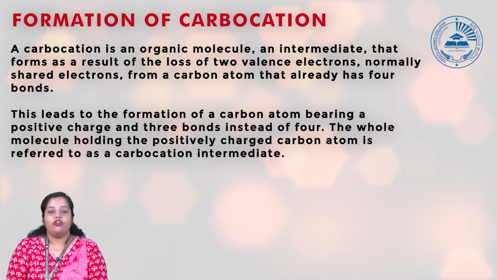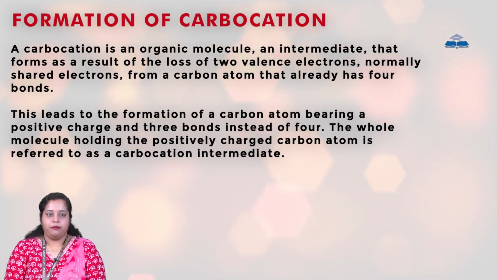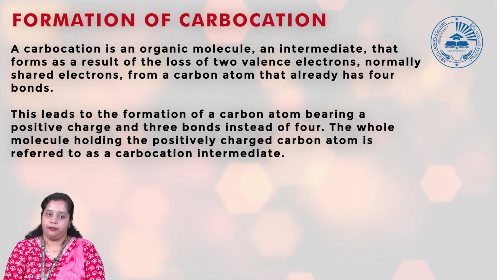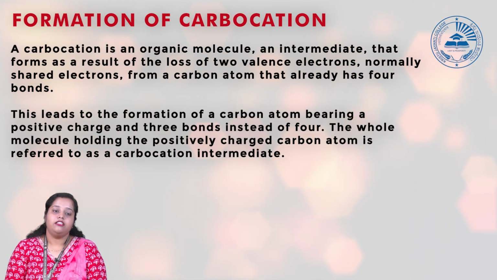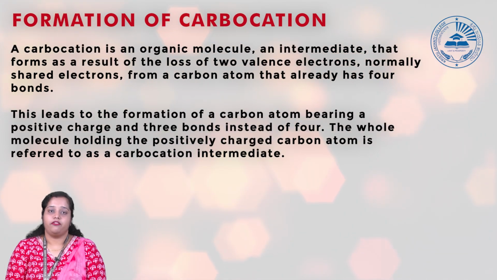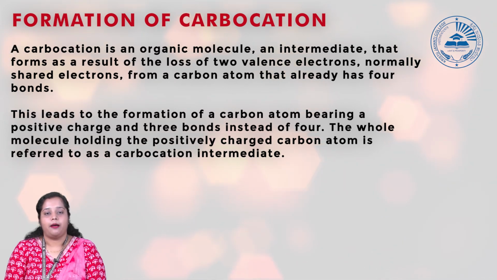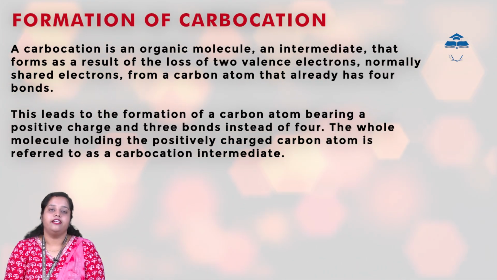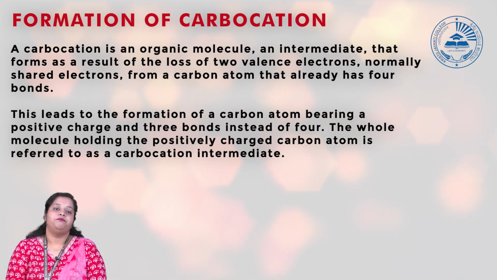It is represented as R plus. Now, talking of order of stability of carbocations, it decreases from tertiary, secondary, primary and methyl. When we talk of secondary, tertiary or primary, that means the number of alkyl groups attached to the carbon atom. As you can see, in the case of tertiary it is 3, in the case of secondary it is 2 and primary will have 1.